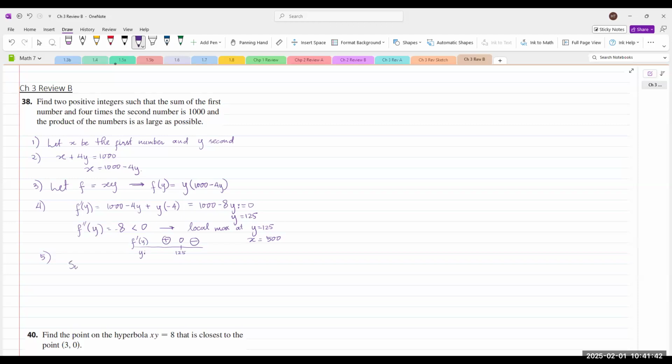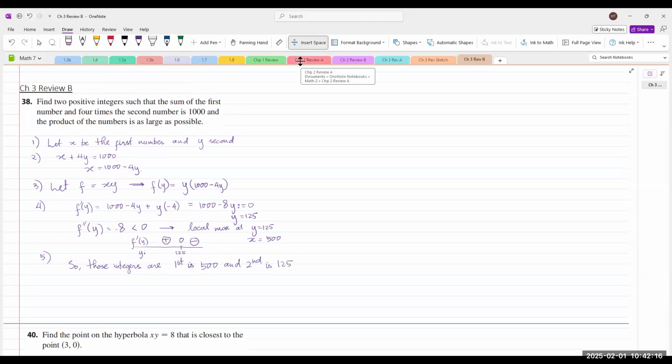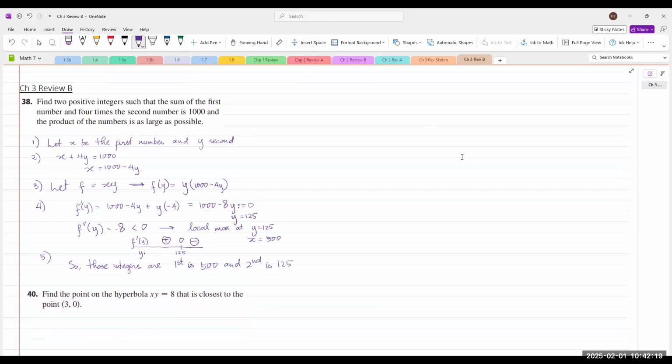So to summarize, those integers are the first one is 500 and the second is 125. Okay, that's for number 38.